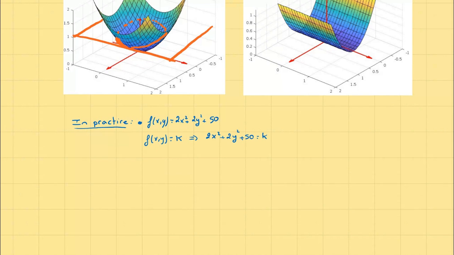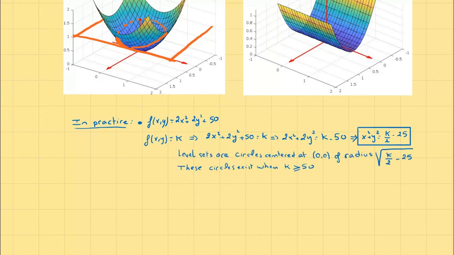Then you should identify the nature or the graph of the equation you have. In this case, 2x² plus 2y² plus 50 equals k looks like a circle because I have x² and y² with the same coefficient in front of each one of them. So I continue and write it as 2x² plus 2y² equals k minus 50. Then, of course, I divide everything by 2, and I get the equation x² plus y² equals k/2 minus 25, which is nothing but a circle. That's a circle centered at (0, 0) of radius square root of k/2 minus 25.